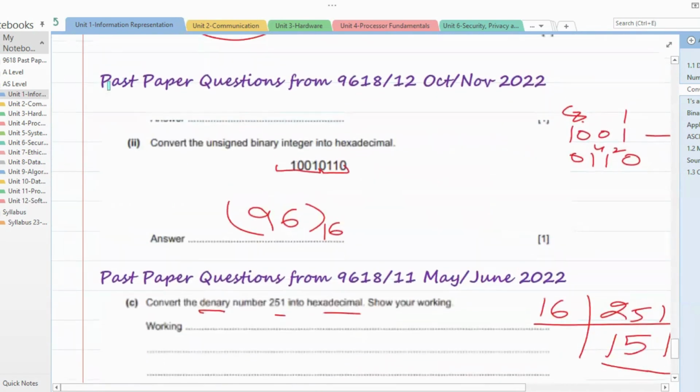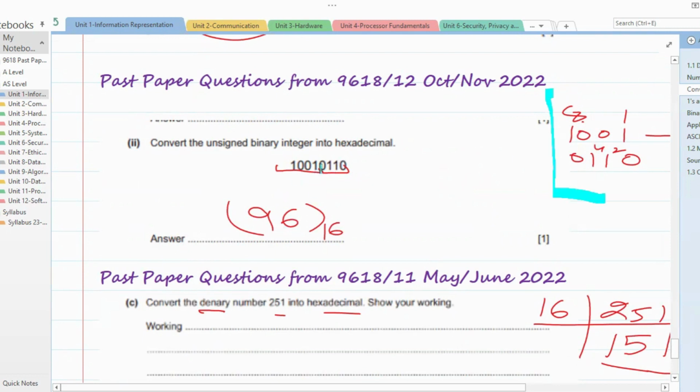The next question is a past paper question from 9618 paper 12, October/November series, year 2022. Here also they have mentioned convert unsigned binary integer into hexadecimal. Unsigned again means a positive number, so you don't have to worry about the sign. The number is 100101110. You just have to write the answer, you don't have to show the working. However, for your better understanding, I have written how I reached this conclusion.